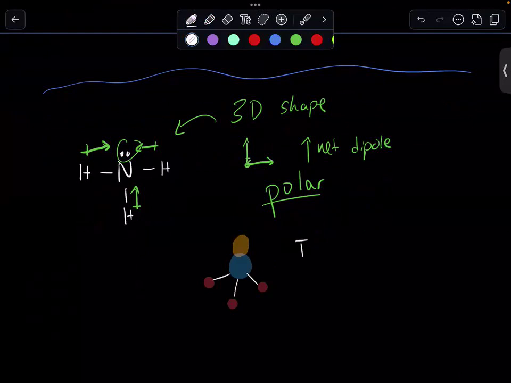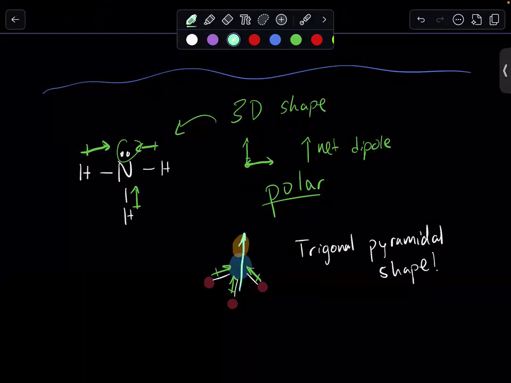So this is our trigonal pyramidal shape. And because of that, we have our net dipoles kind of like the legs of a tripod on a camera stand or something like that. And so our overall net dipole is actually just straight up, and it's quite large. And so we still can see that this is a polar molecule.